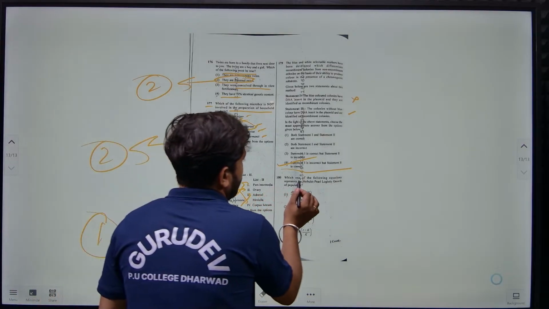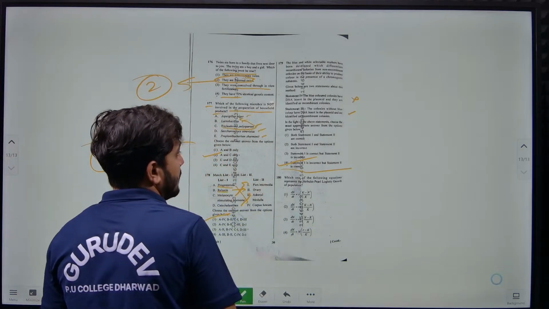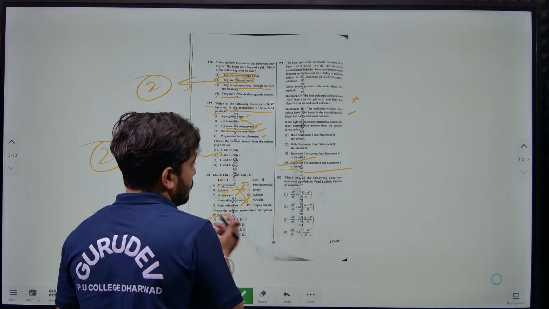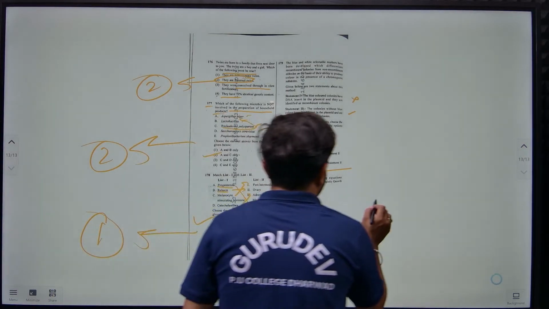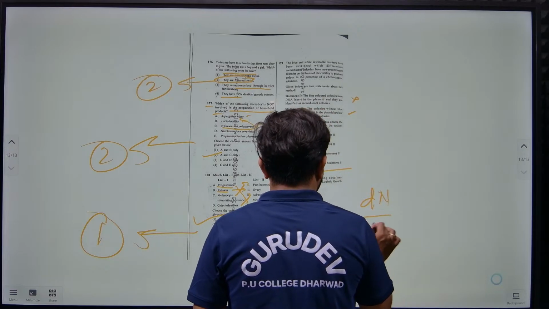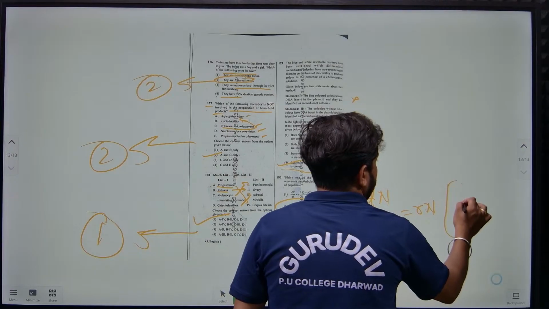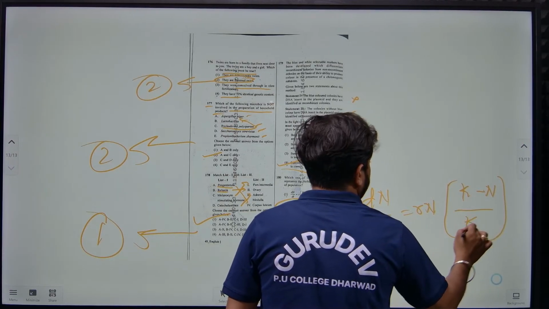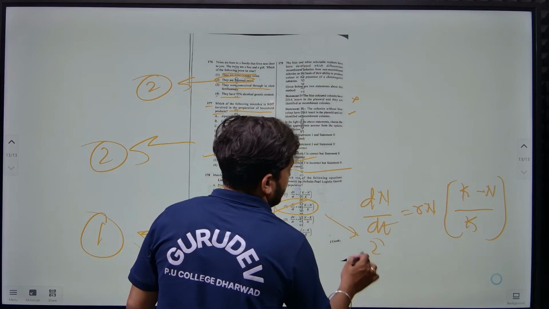Then which one of the following equations represents the logistic growth of a population? Logistic growth of a population can be seen with dN by dt equals rN times carrying capacity minus population density, divided by carrying capacity. So this will be the answer, that is option 2 here, right?